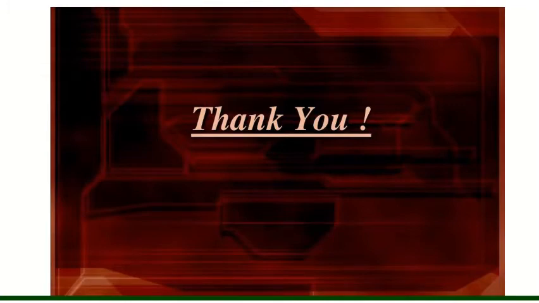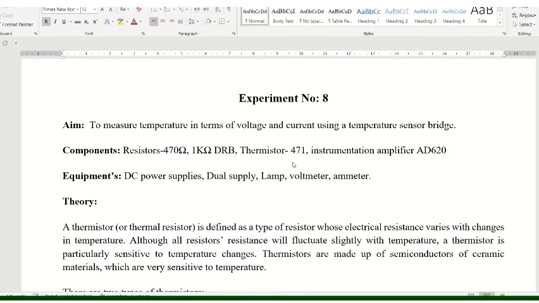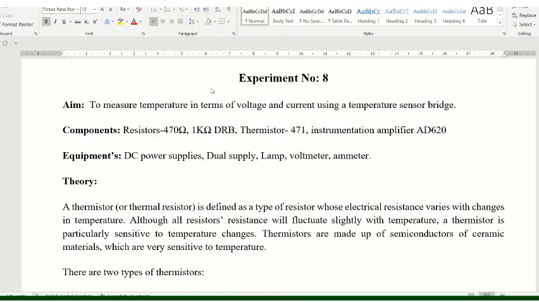So I will just go to the experiment. In this experiment, as you can see, we have to measure temperature in terms of voltage and current using a temperature sensor bridge. So we are using a bridge along with our temperature sensor. The thermistor is our temperature sensor. We are trying to measure the voltage and current, and we are trying to look at the resistance varying with respect to the temperature.